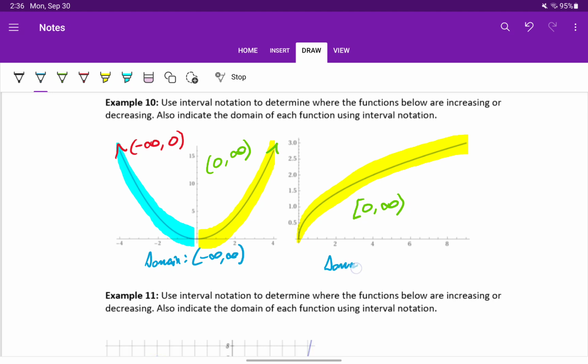In this case, we do have a restricted domain. Since our graph never travels below x equals 0, our domain will be closed bracket 0 to infinity.